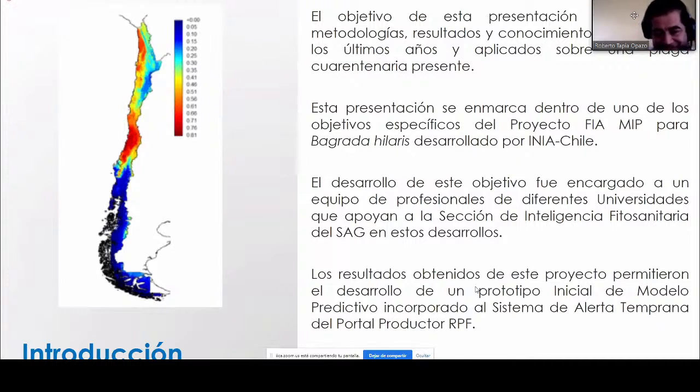As we saw in the presentation by Dr. Thomas Perring, in the first years when we had this pest enter the country, we did this preliminary analysis of likelihood of establishment with Dr. Luis Morales from the University of Chile, who's also part of the team under Dr. Kurkovic. That was for 2018.